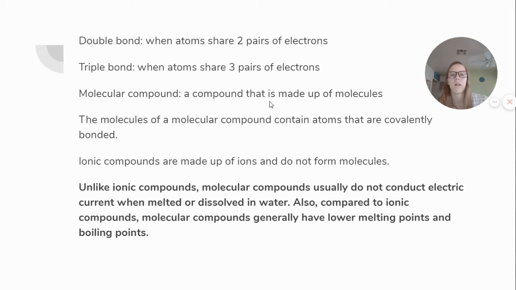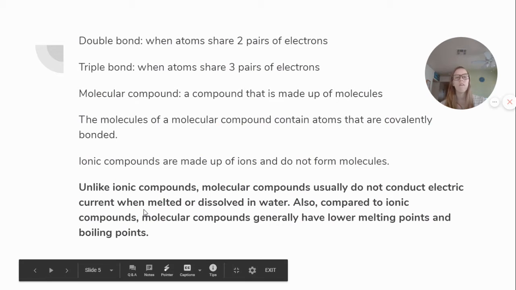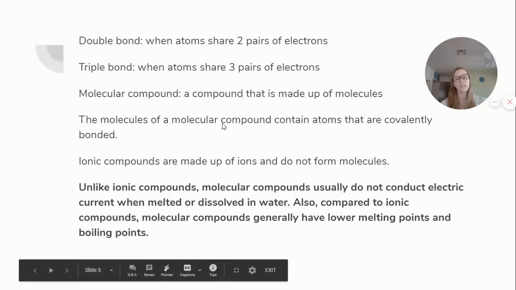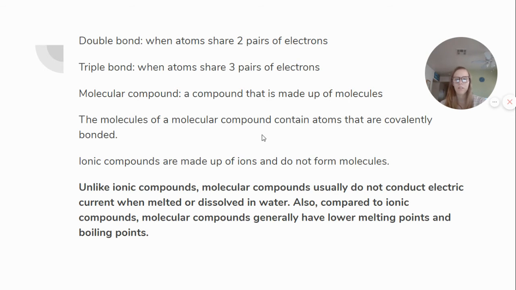A molecular compound is a compound made up of molecules. The molecules of a molecular compound contain atoms that are covalently bonded. Struggling to say words today. So there we can see that connection. Ionic compounds, again going back to last time, are made up of ions, and they do not form molecules. And that kind of goes into the answer to our second key question.